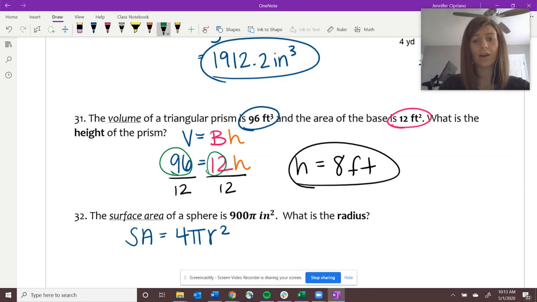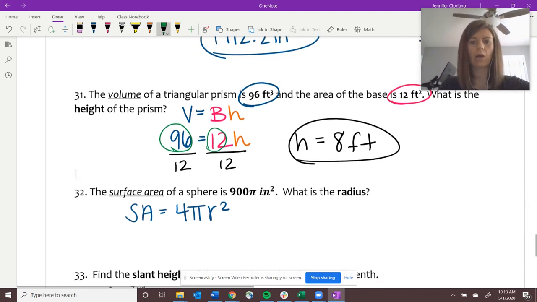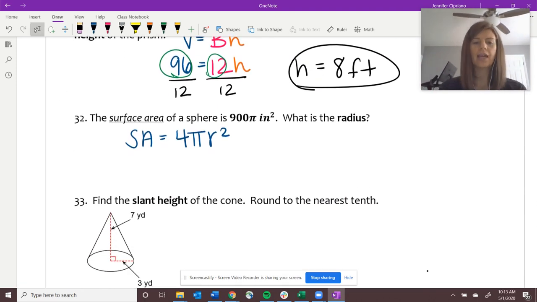Number 32 requires a little bit more work, so I'm actually going to work through that one on the video. This time we were given the surface area of a sphere, and we're being asked to find the radius. So this is our surface area formula. Generally, we plug in the radius to find the surface area. This time we're going to plug in the surface area and work backwards to find the radius.